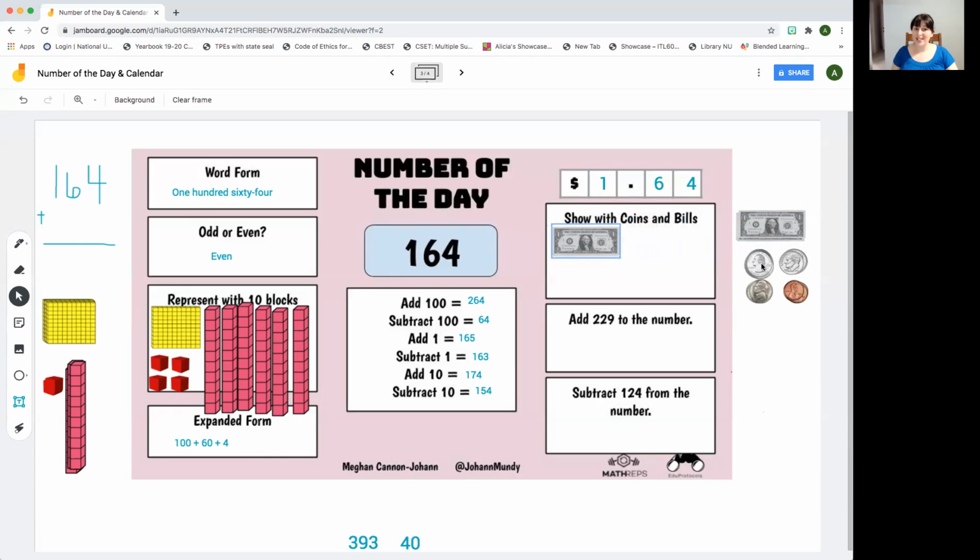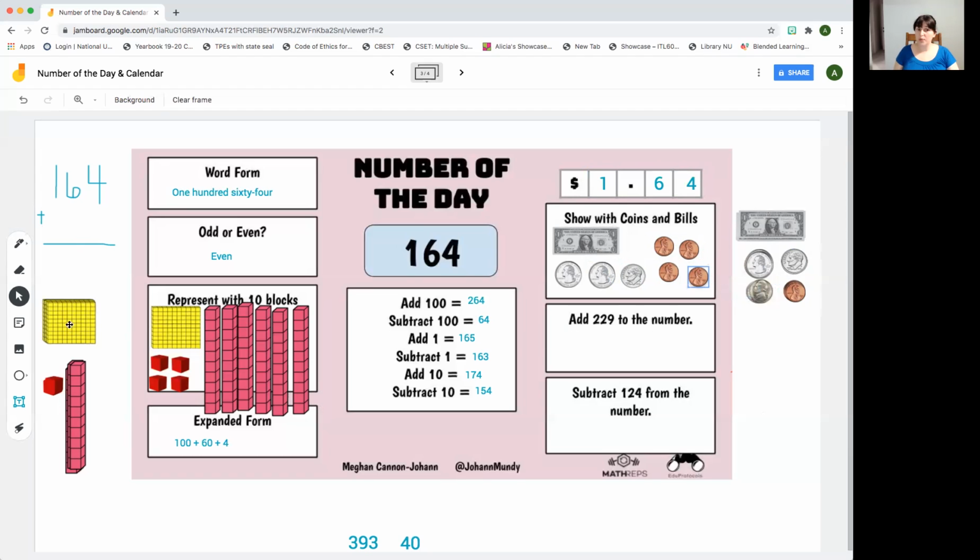I have 25 cents for my quarter, 10 cents for my dime, 5 cents for my nickel, and 1 cent for the penny. So I have $1 and 25, plus 25, we learned yesterday, is 50. So $1.50 plus 10, $1.60, 1, 2, 3, and 4. $1.64. Now I'm going to go ahead and try to add 229.